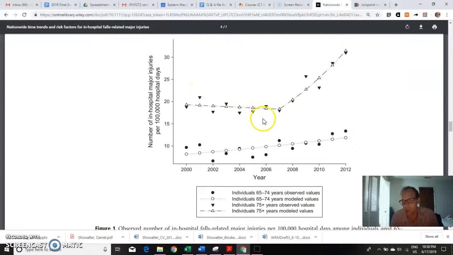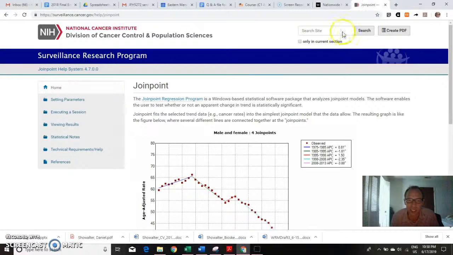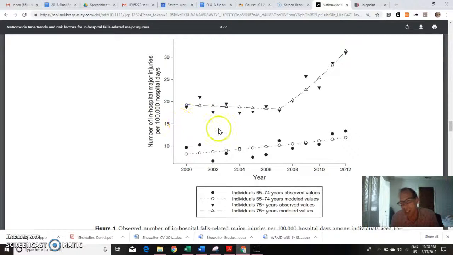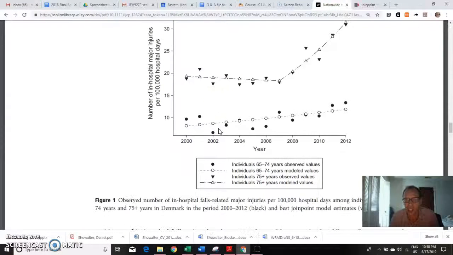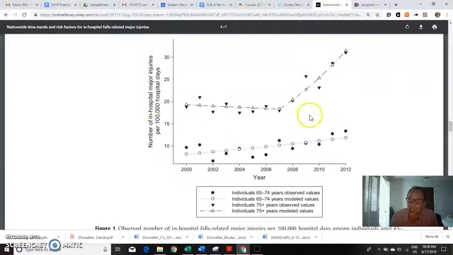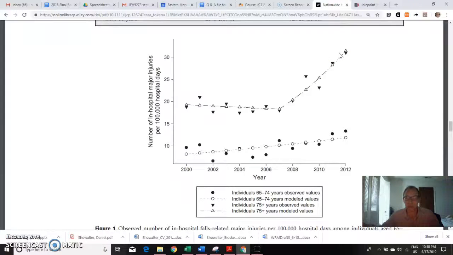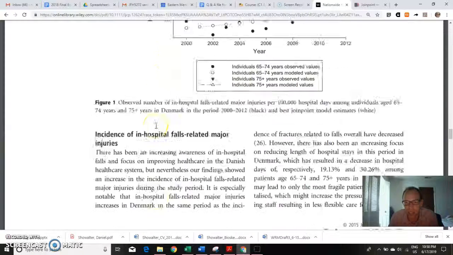This is where the join point regression comes in. I actually had to Google that. It's just a way of telling if there's a change in time, which is something they were interested in. Notice also here they're doing per 100,000 hospital days, which is nice because otherwise if we see an increase, it might just be because the population itself is increasing or some other lurking variable like that. This at least controls for that, so it doesn't really matter how long people were staying in the hospital or how many people there were in the country. This kind of adjusts for that.